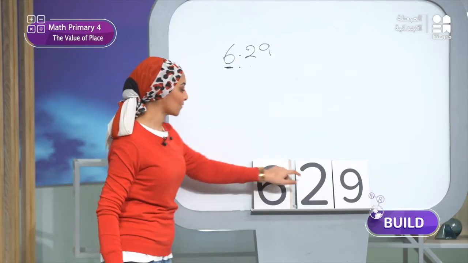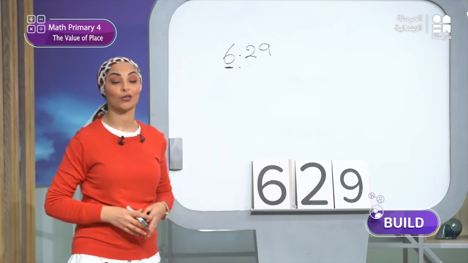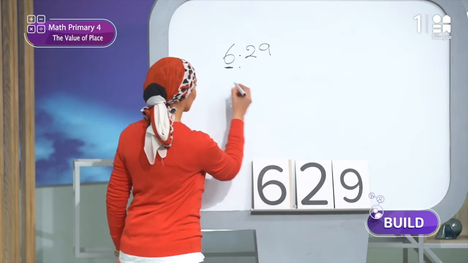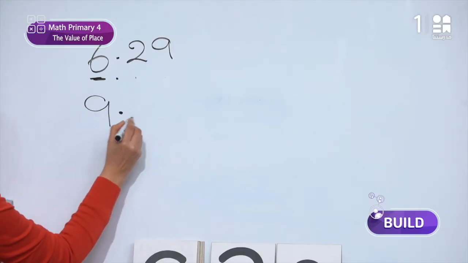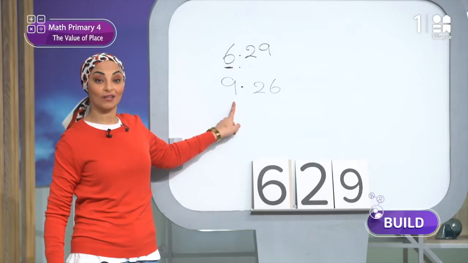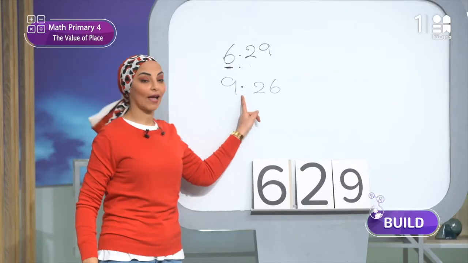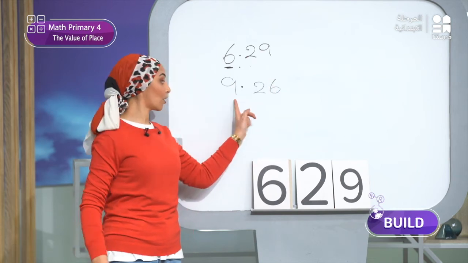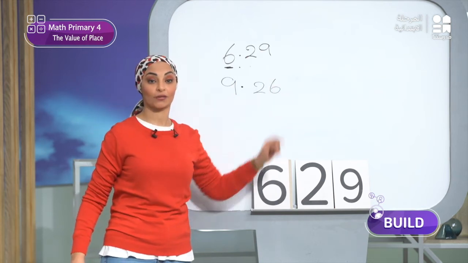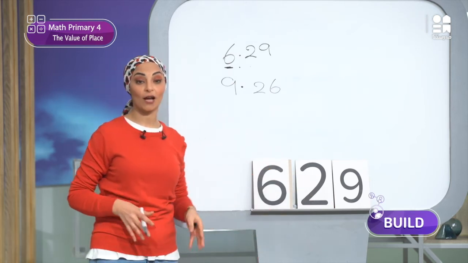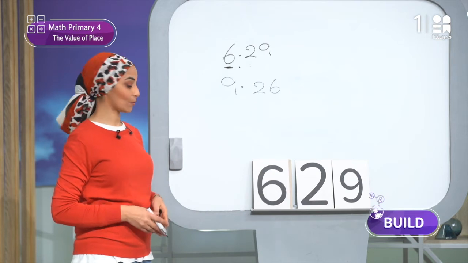Let's use the same 3 digits and form another decimal number. I can write it from here, so I will write 9.26. So, can you read with me this number? Yes, it is 9 and 26 hundredths, right? 9 and 26 hundredths. Now let's use the same 3 digits, but this time I will write a different decimal number.